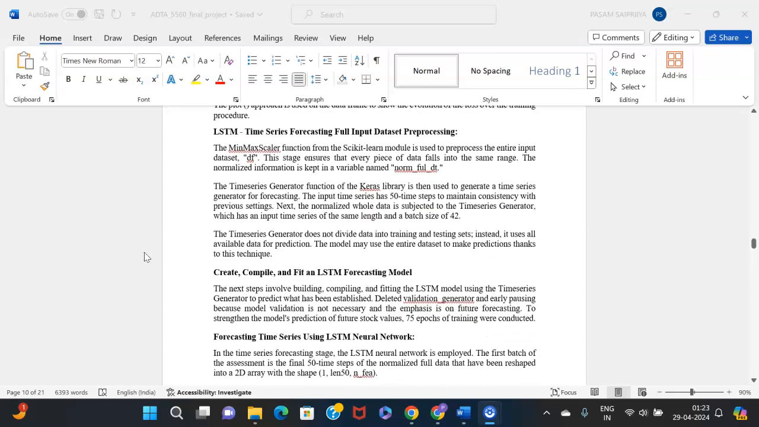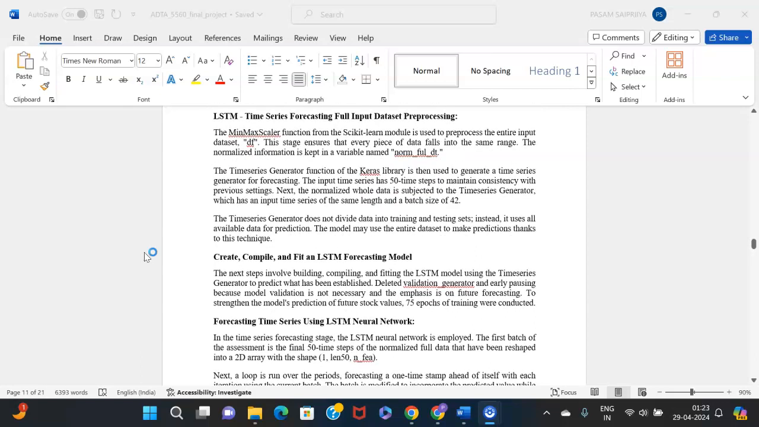LSTM time series forecasting, full input dataset processing. The MinMaxScaler function from the scikit-learn module is used to preprocess the entire input dataset, df. This stage ensures that every piece of the data falls into the same range. The normalized information is kept in a variable named norm_full_dt.